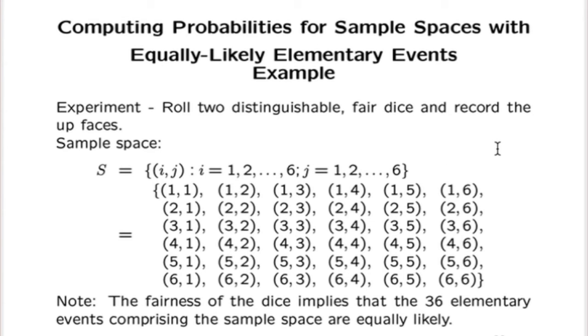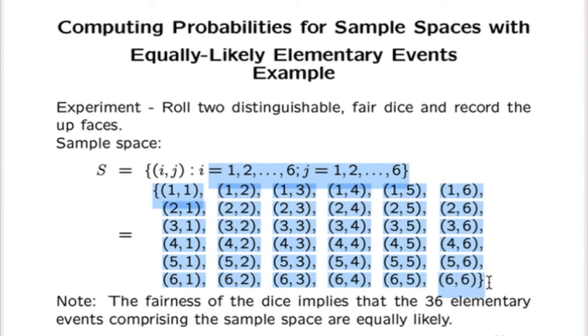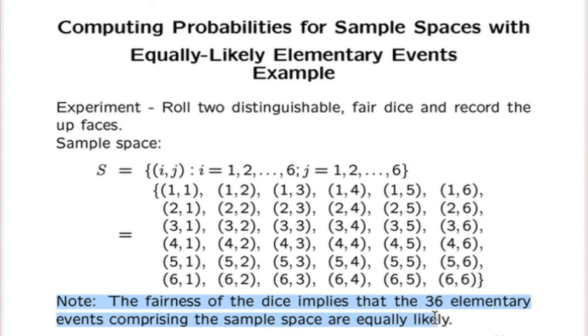Okay, now let's think about rolling 2 distinguishable and fair dice and recording the up faces. So we've already identified the sample space. It's the sample space consisting of these 36 outcomes. And again, the fairness of the 2 dice implies that these 36 elementary events are equally likely. And so we can use this approach to computing probabilities associated with this experiment by counting the number of ways that the event can occur and dividing by the number of possible outcomes, which in this case is 36.